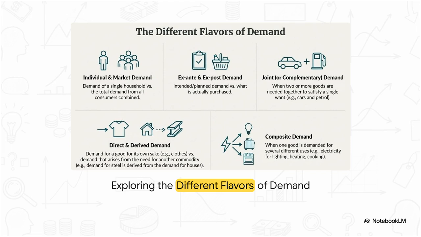We also have to separate what you plan to buy, called ex ante, from what you actually walk out of the store with, which is ex post. And sometimes items are hopelessly linked in joint demand. That's where 2 things are needed together to satisfy a single want, like a car and petrol. You literally can't use one without the other.